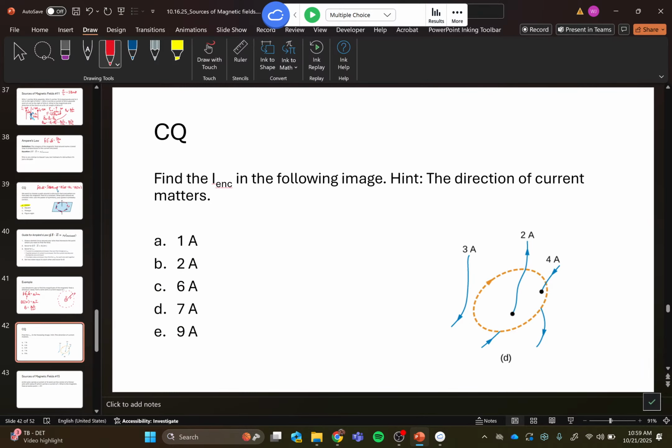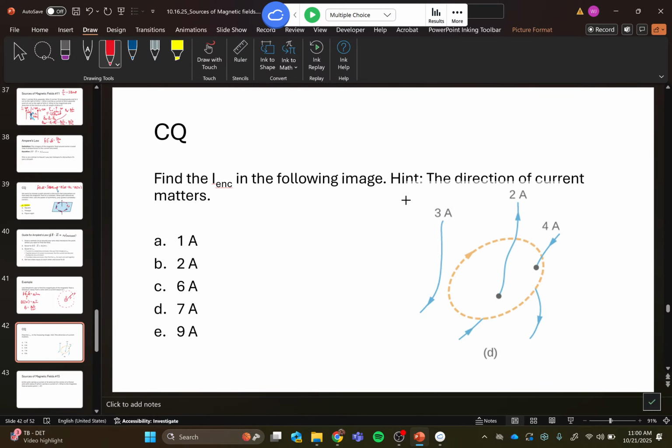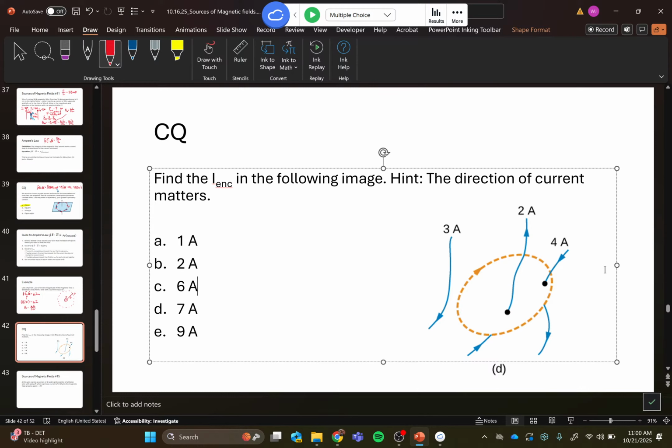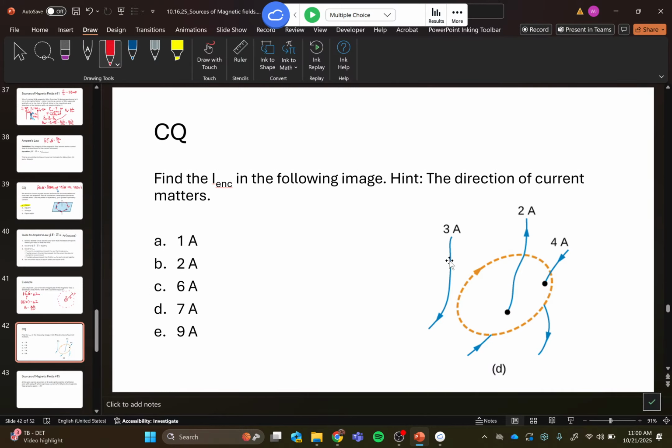All right. So I told you all this before. The direction of current matters. So find I enclosed in the following picture. I have 3 amps going kind of over here. I got 2 amps going up. I got 4 amps going down. And they drew some random circle. That's the Ampere loop. You are caring about the I enclosed by this orange loop. What is the I enclosed by this orange loop?